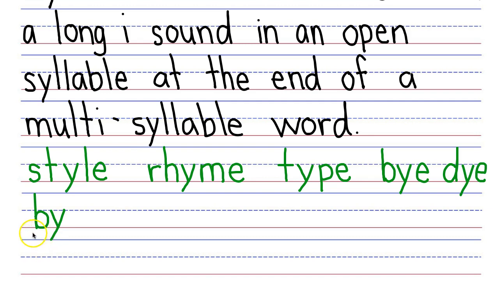And the meaning of this word "bye" is a little bit different than the meaning of this word "by." B-Y-E, that says "bye," means goodbye, and B-Y, that says "by," means next to, as in the cat sat by the dog. Let's look at some more one-syllable words that end in Y.